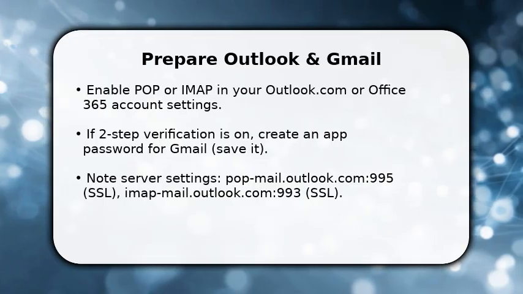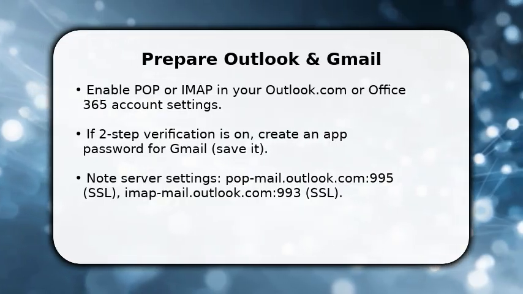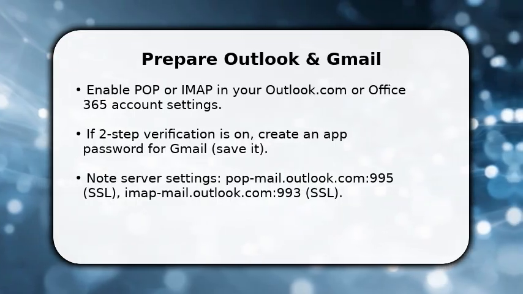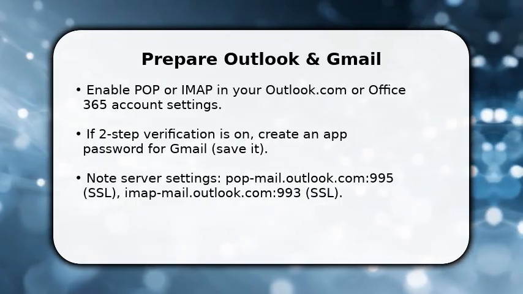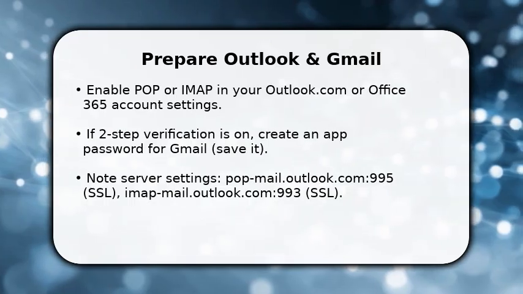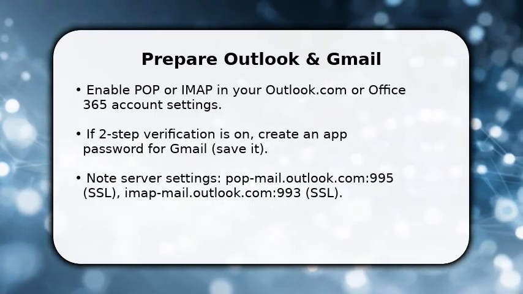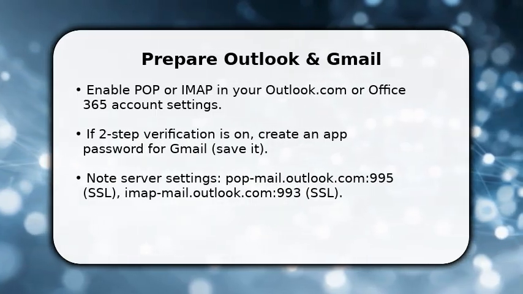You start now by preparing both accounts. Sign into Outlook and enable POP or IMAP under sync settings so Gmail can fetch messages. This is the single most important prerequisite. If you use two-step verification, generate an app password and copy it. Make sure you have it ready because Gmail will need it when you add the account.